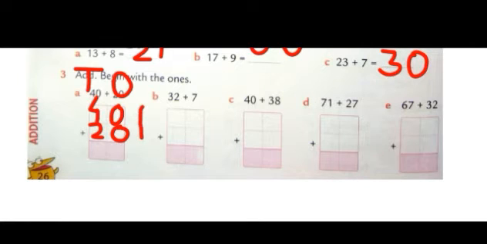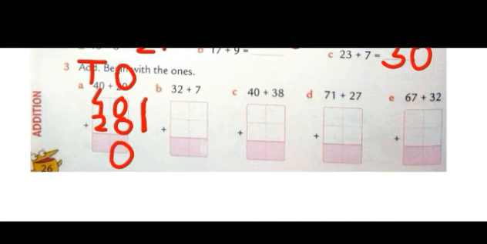0 plus 0. So, what is the answer? 0 plus 0? 0 only. So, we will write here 0. Now, second step is to add the tens. 4 and 2. How much is 4 and 2? Yes, you have already learned addition in grade 1. So, 4 and 2 is 6. So, you will write here 6.